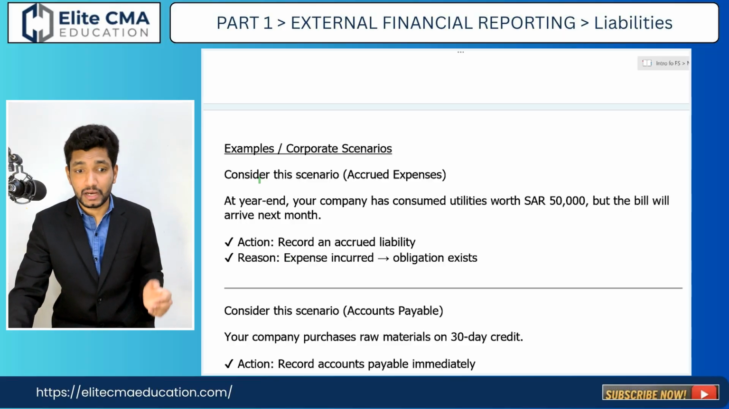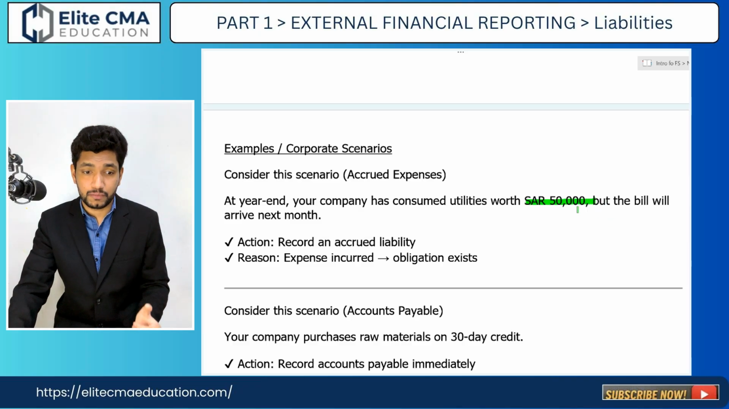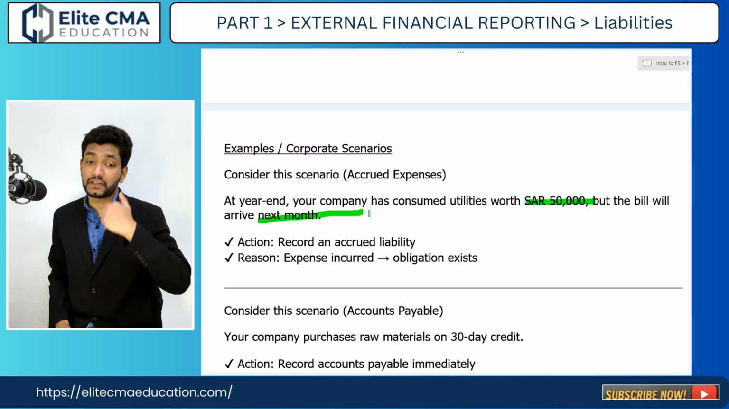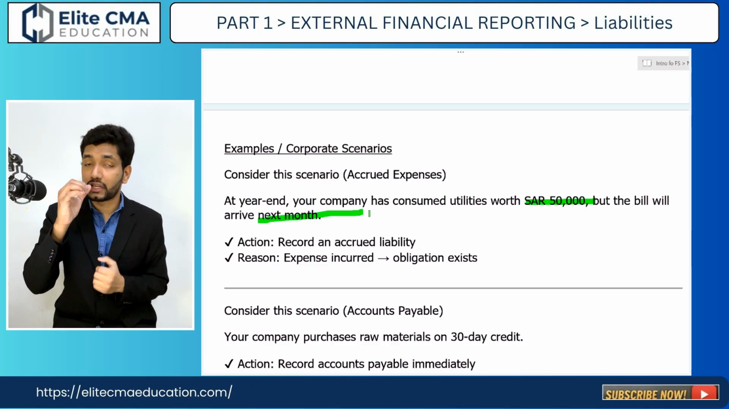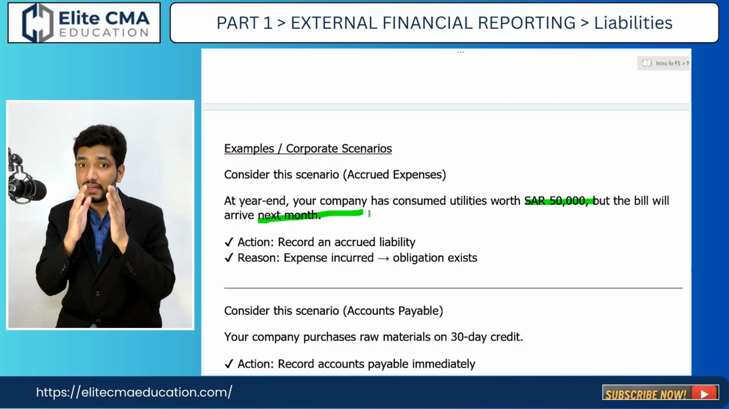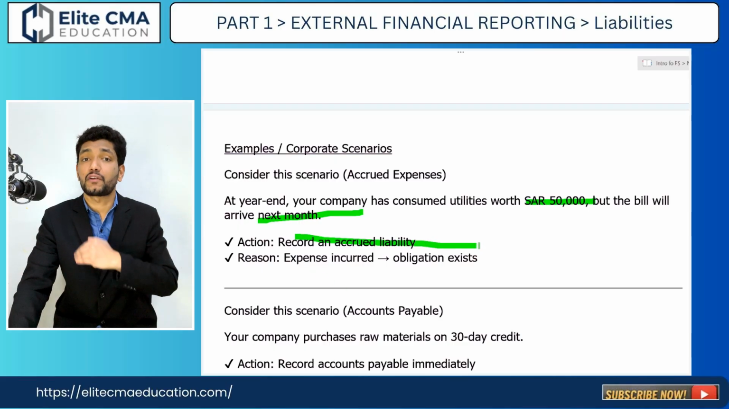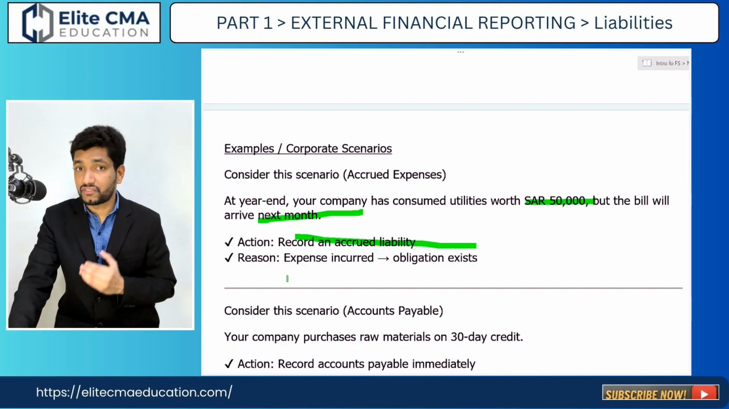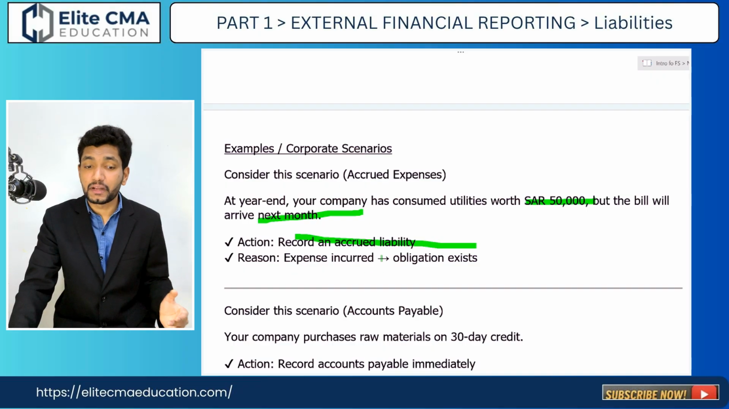Let's look into some example corporate scenarios. At the year end, your company has consumed utilities worth 50,000, but the bill will arrive next month. So what will you do? In this case, you have to record the liability as an accrued liability. What is the reason? Because the expense was already incurred and the obligation exists.